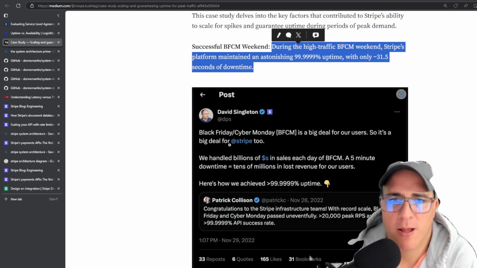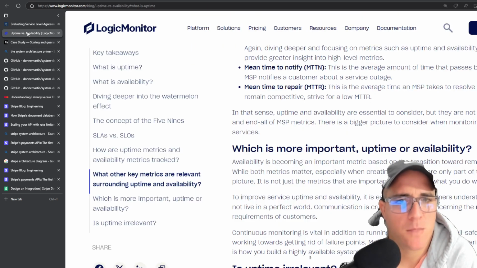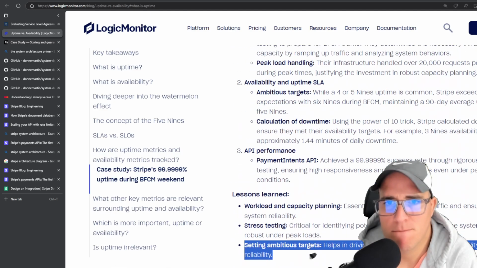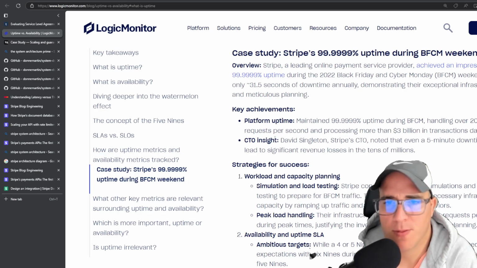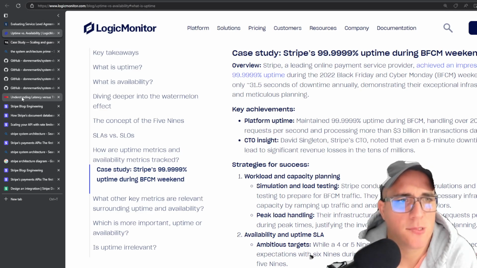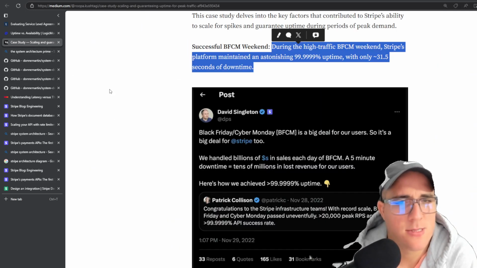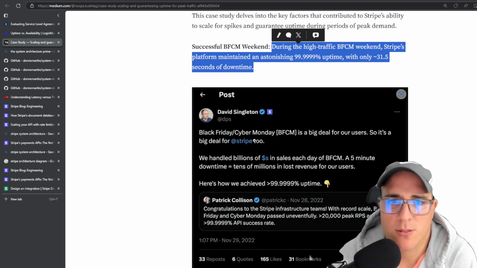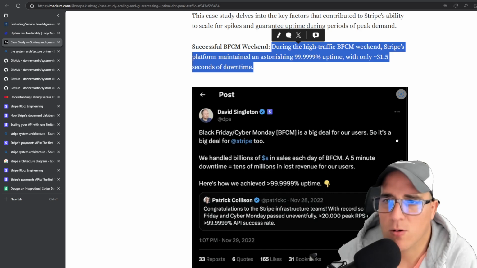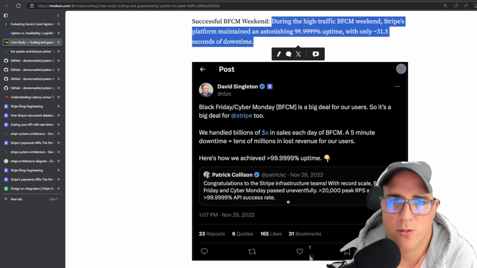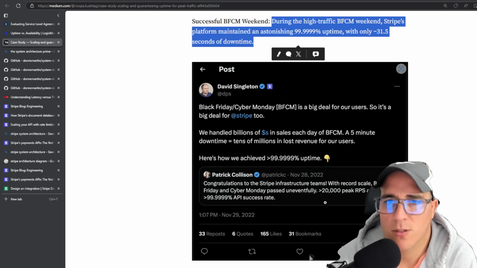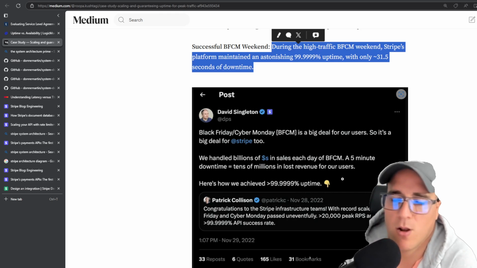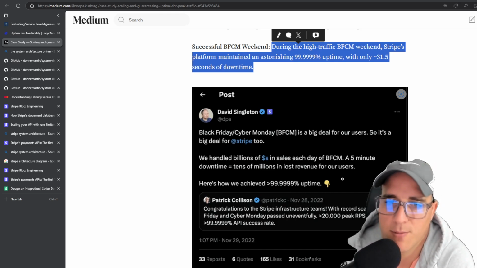David Singleton, I think he's the CTO. Yes, this is the CTO, David Singleton. Black Friday, Cyber Monday is a big deal for our users, so it is a big deal for Stripe too. We handle billions in sales each day of BFCM, and a 5 minute downtime means tens of millions in lost revenue for a user. Stripe is used by a lot of other big vendors, so this is very important for them.